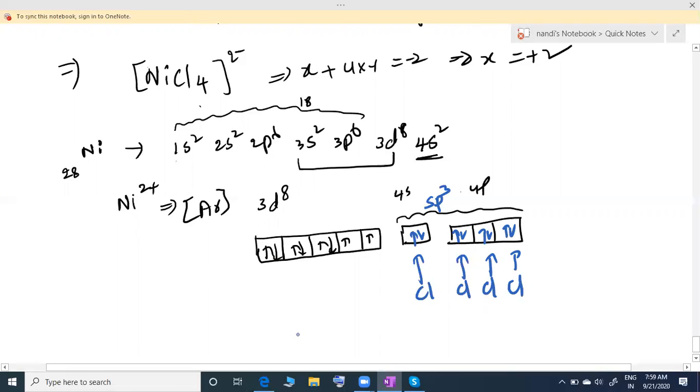Now we can see the hybridization here. This is sp3 hybridization. Is it paramagnetic or diamagnetic? Paramagnetic, because it has unpaired electrons. These are the 2 unpaired electrons. So it is paramagnetic in nature.